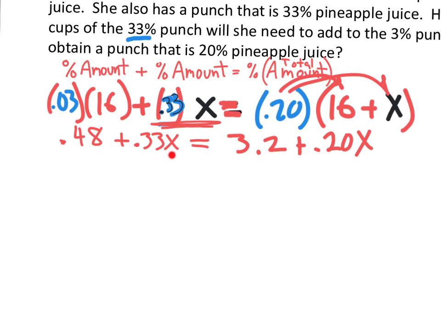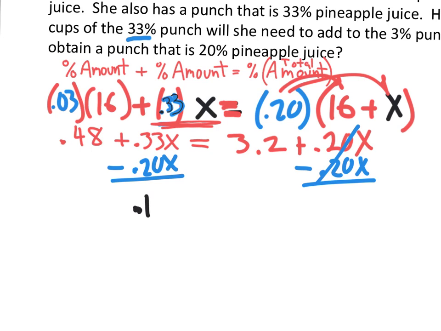Where's my x at? The left side of the equal sign or the right side of the equal sign? It's on both sides. I don't want it on both sides, so I'm going to get rid of one of them. I'm going to subtract 0.20x. That's like saying subtracting 20 cents. That cancels out. What I do to one side, I have to do to the other side, subtract 20 cents over here, 0.20x. And right there, 33 cents, take away 20 cents is 0.13, and that is in terms of x. Let's bring down everything else, the plus, the 0.48, the equal sign, and the 3.2.